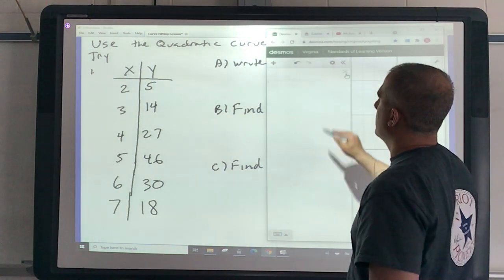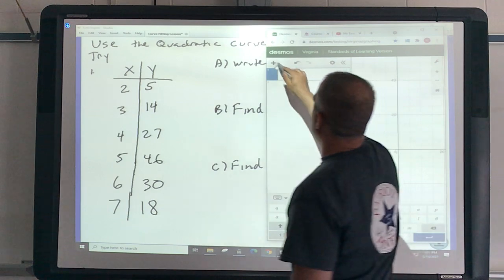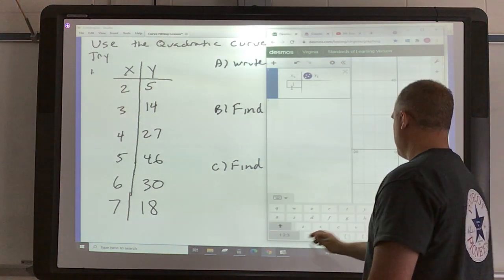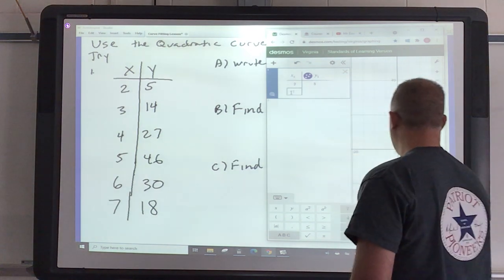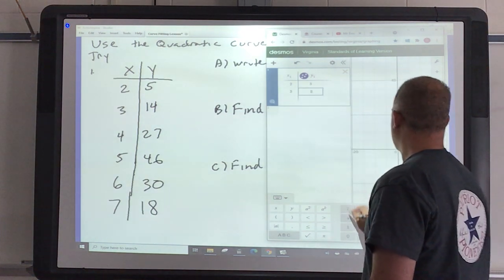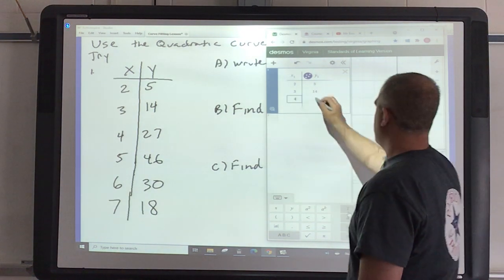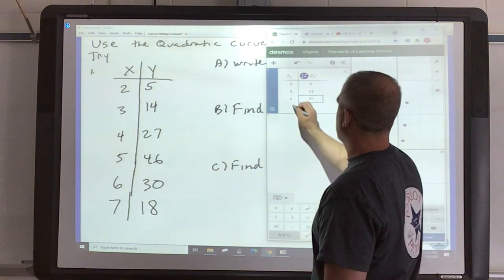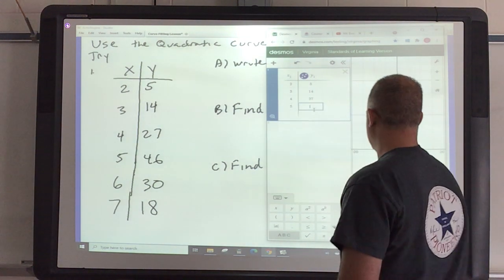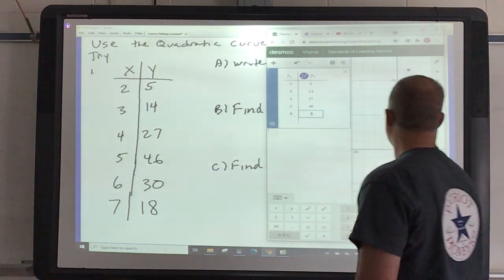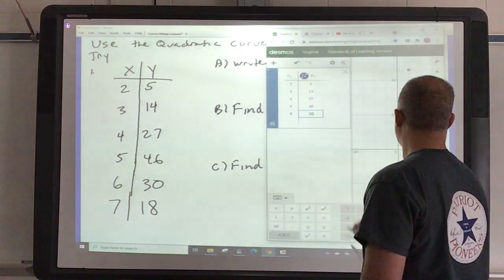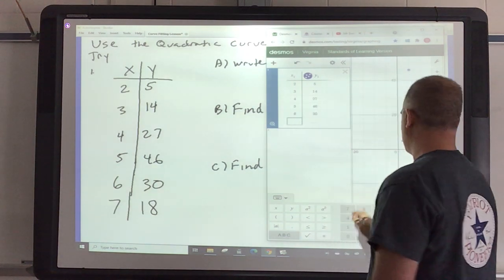What I've got here is the table: 2.5, 3.14, 4.27, 5.46, 6.30, 7.18.